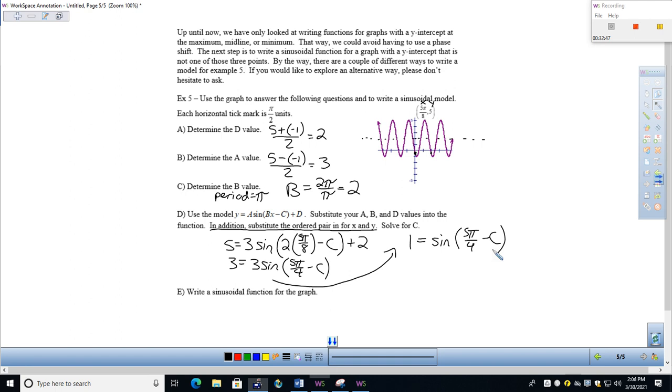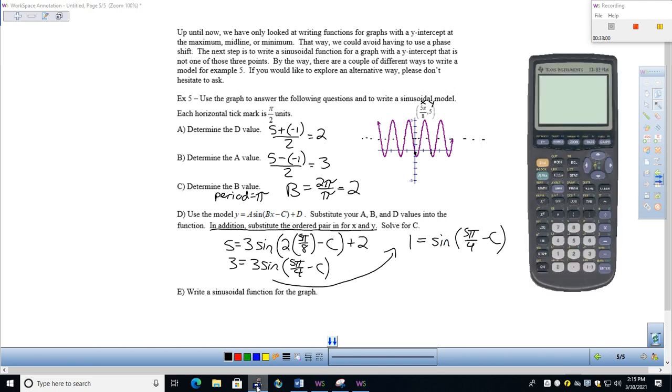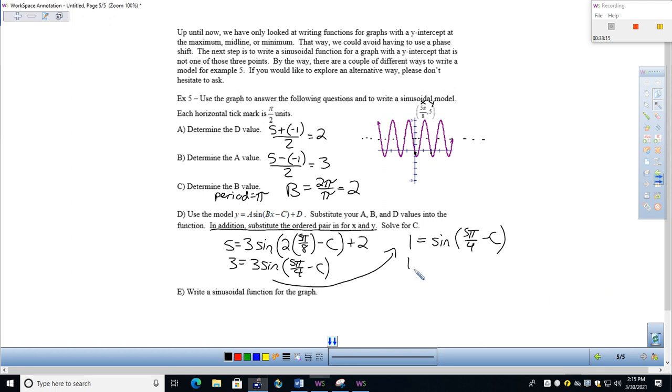Again, just working from the outside in. Everybody, if you would, how do we get rid of sine? Well, we need to use the inverse of sine to get rid of it. So we're going to inverse sine on 1. Inverse sine, 1. And by the way, that number happens to be exactly pi over 2, but for our purposes, the decimal is going to be just fine. So about 1.57 equals 5 pi over 4 minus c.